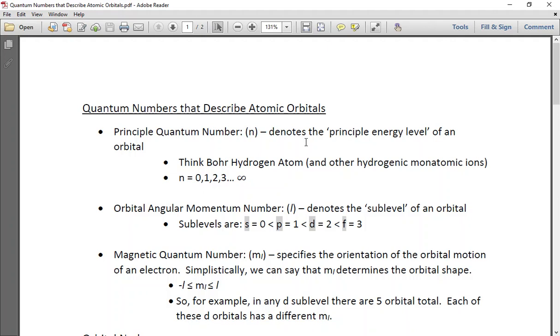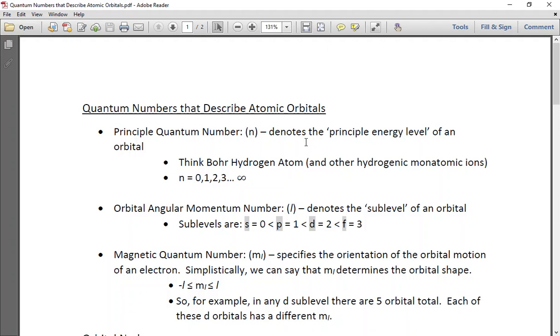Okay, so we can typically think about n as indicating the size of an orbital. As an orbital increases in energy, the probability of the electron being close to the nucleus decreases, and the orbital basically grows in size. So simply, as n increases, the orbital size increases as well. That's a very simple association you want to be able to make.